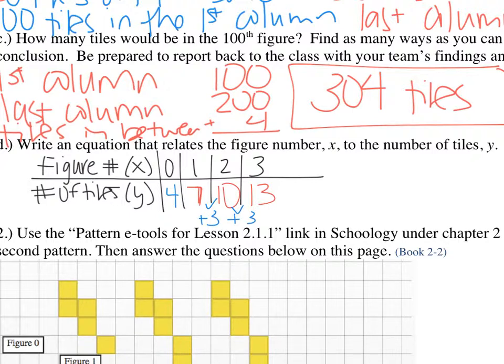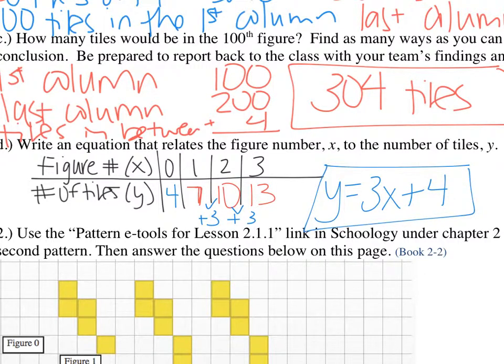So we are going to take this and create an equation. We are adding 3 each time, and we're starting with the starting value of 4. So we are going to say that y is equal to 3x plus 4. And what you can do is go back and plug in 3 for x to make sure that it equals 13. Plug in 2, plug in 1, plug in 0.